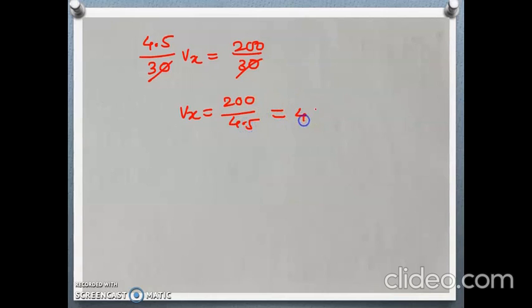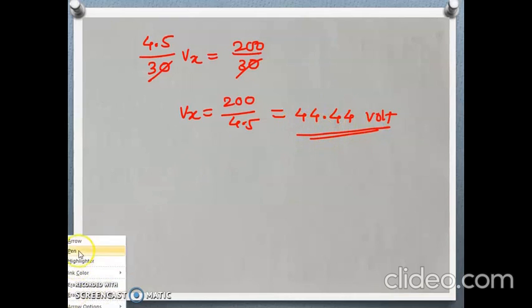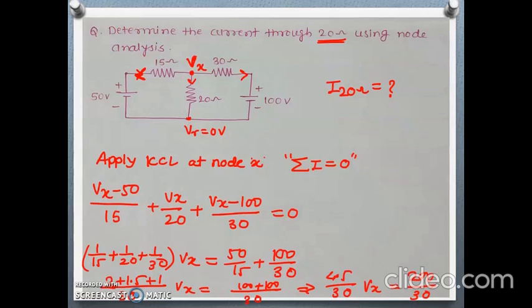The value of this we will get is 44.44 volt. Okay, this is the value of the node voltage. See here, this is the Vx value; we have got 44.44 volt.